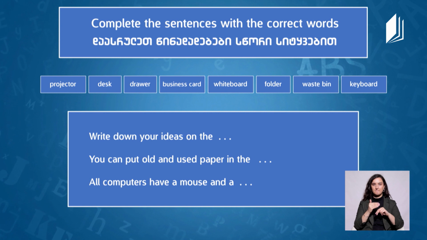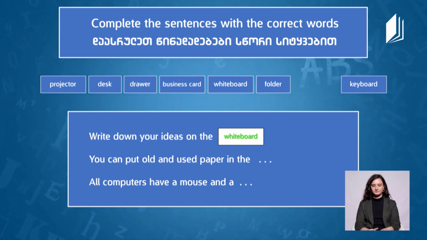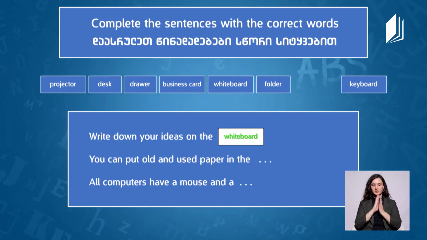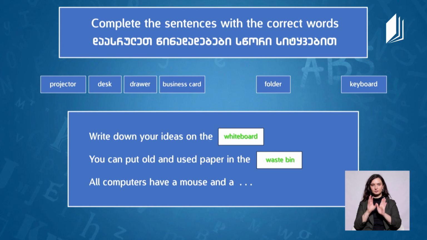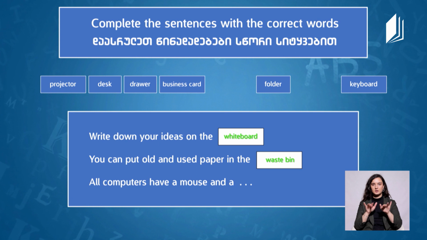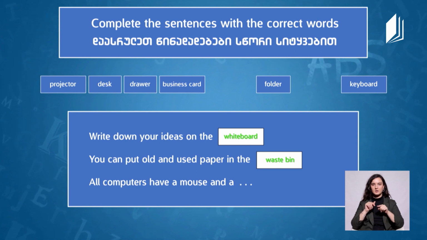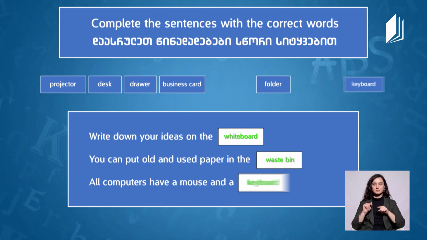So, Helen, write down your ideas on the... On the whiteboard. Great. And then you can put old and used paper in the... I can put old and used papers in the waste bin. Great. And the last one, Zach, all computers have a mouse and a... All computers have a mouse and a keyboard.